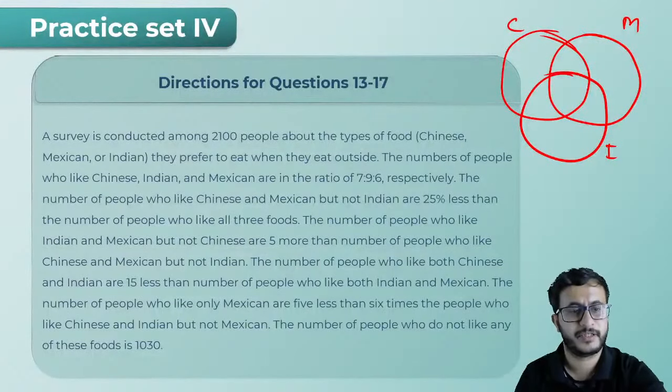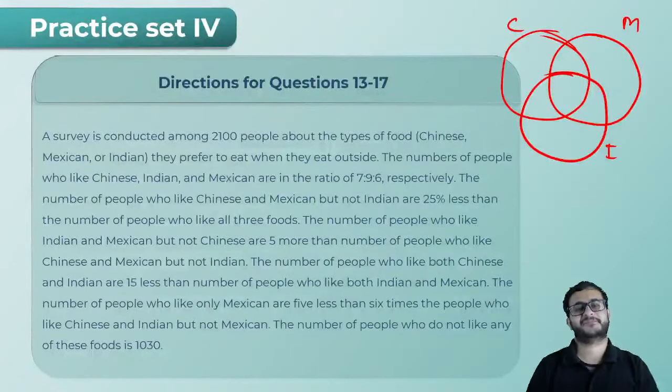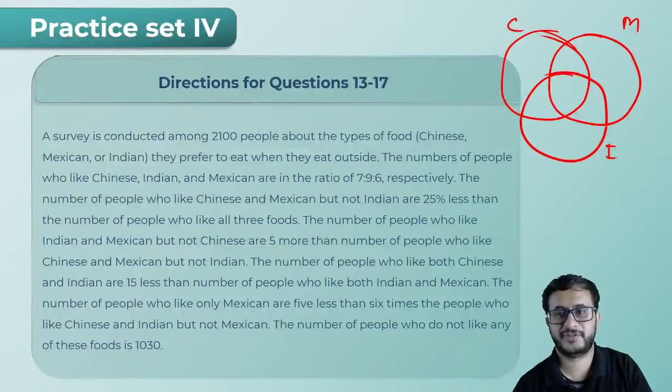So if you are done, tell the number of people who like all three kinds of food. Which category are you? Are you among those 1030 people who do not like any of these or fall into any of these categories?